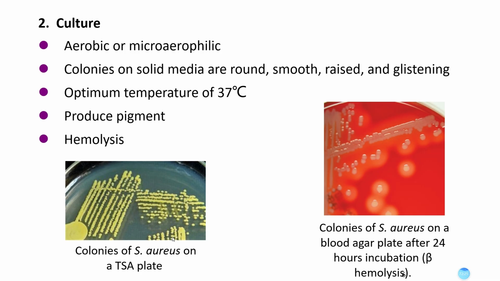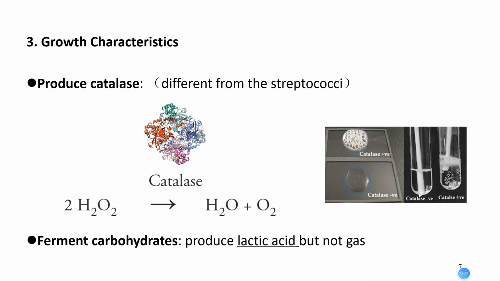This is how we culture the bacteria. And the several growth characteristics. First is catalase positive. Catalase is an enzyme. This is a catalase structure. This enzyme is able to catalyze the breakdown of hydrogen peroxide. Hydrogen peroxide is a chemical which can kill bacteria.